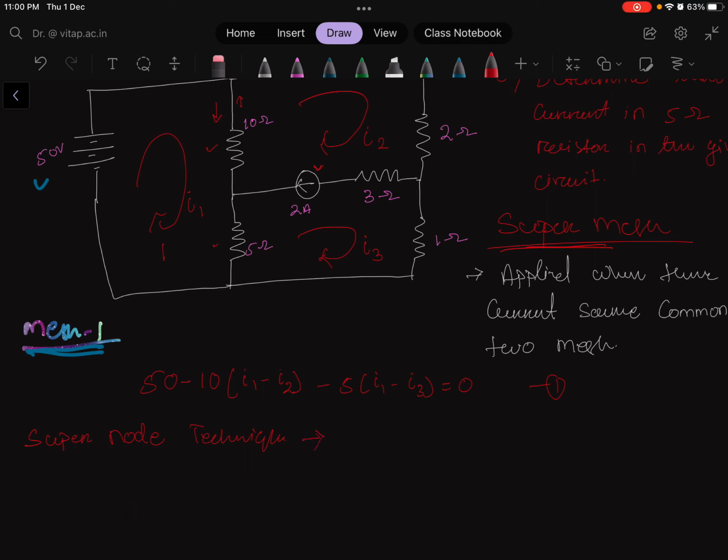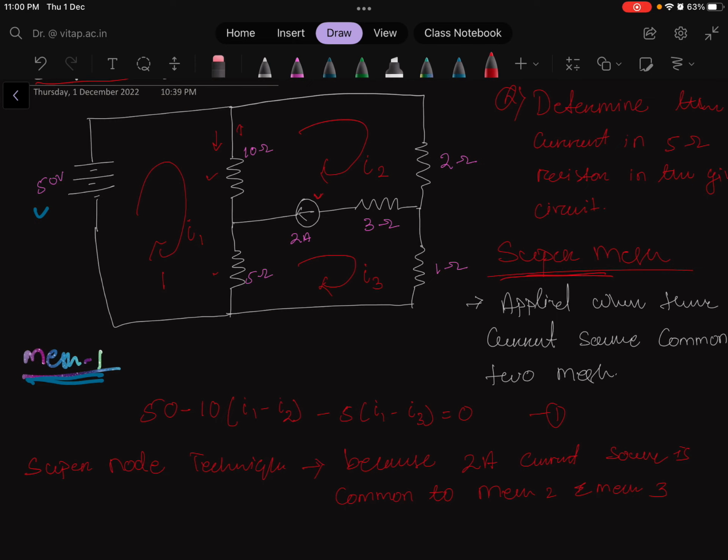Now why does it have to be applied? Because this 2 ampere current source is common to mesh 2 and mesh 3. That is why we have to apply the super mesh concept. While writing the equation for the super mesh concept, we will consider that mesh 2 and mesh 3 are combined and form one big mesh.